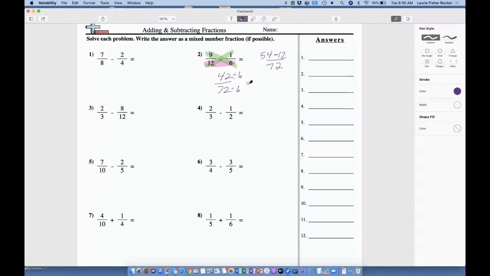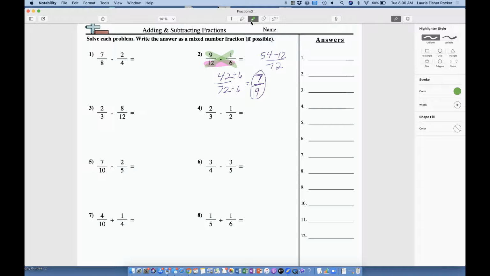I clearly have some division to do, but I see that 6 goes into both of these. So 42 divided by 6 is 7. Again, those math facts, use that chart if you need to. 72 divided by 6 is 9. 7 ninths. Okay, so that's how that goes. All right, so let's try this next problem.